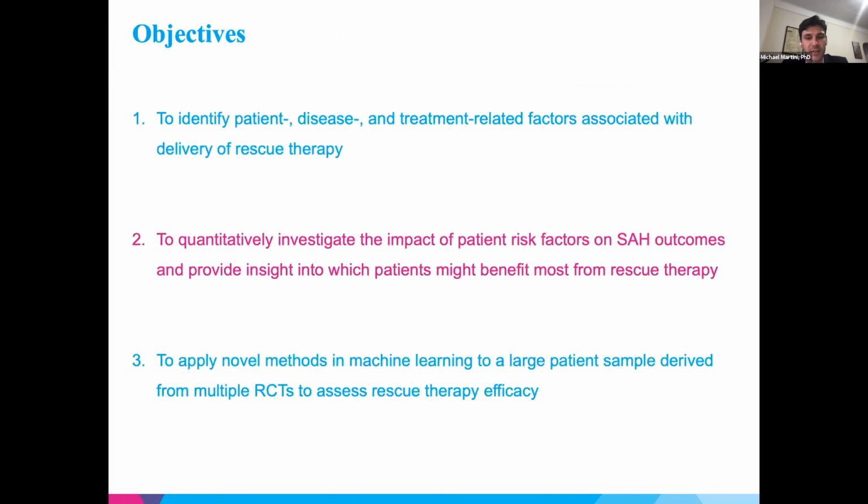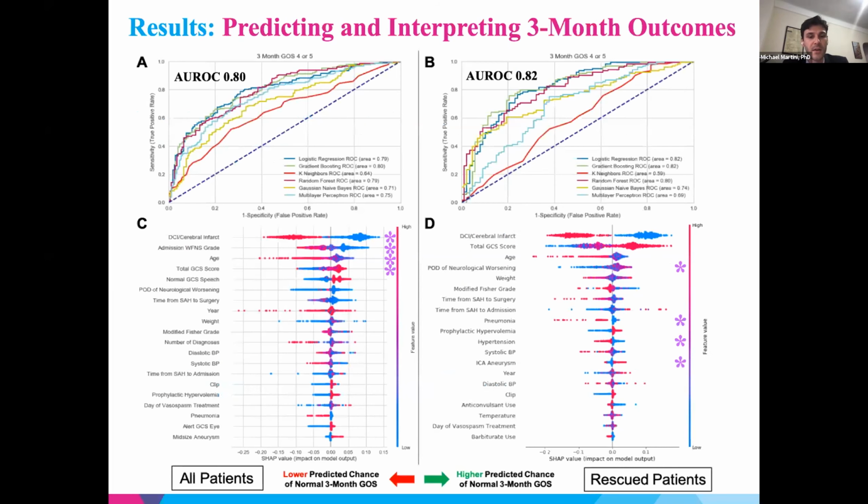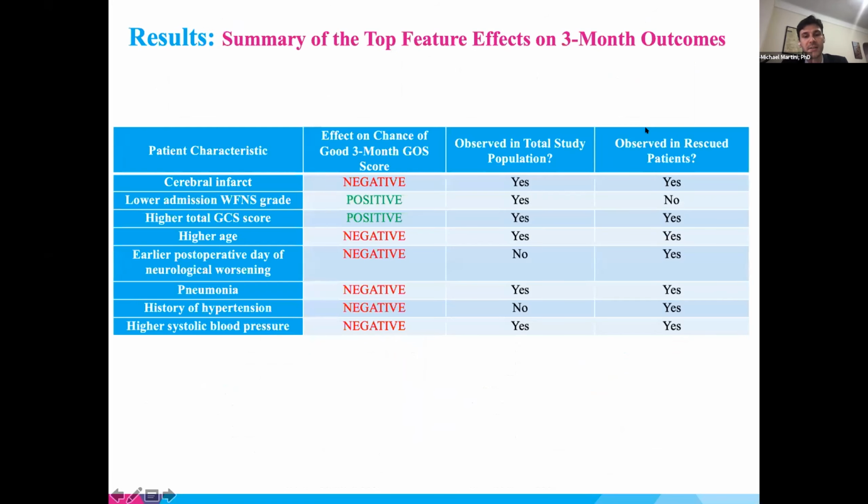So moving on to the next section, I'll now describe our results from a similar analysis, using similar methods, this time looking at determinants of 3-month outcomes using the Glasgow Outcome Scale score, as well as determining any patient populations that may benefit more or less from rescue therapy. In A and B, we again see that the gradient boosting algorithm yielded the best results for predicting good outcome in patients with vasospasm, shown in A, as well as in a rescue therapy subset, shown in B.